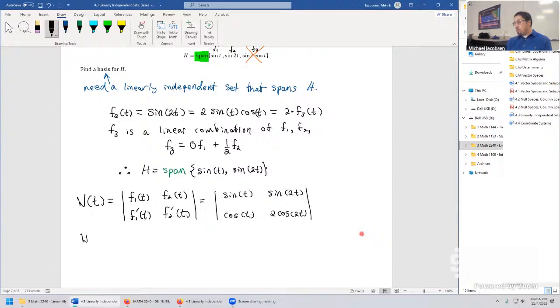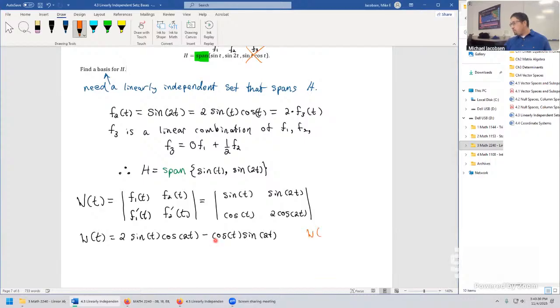This turns into the Wronskian at an input t is sine t times 2 cosine 2t, so 2 sine t cosine 2t, minus cosine t times sine 2t. And now we need to do a little bit of algebra on this. What kind of function is it? Is it the zero function?